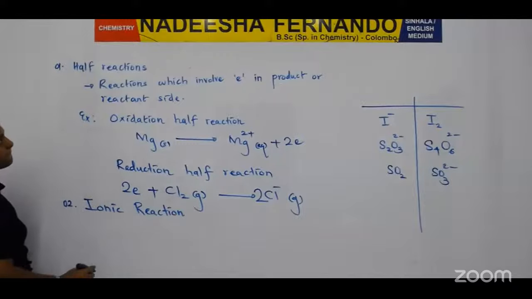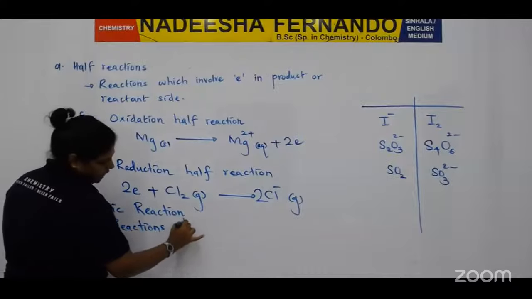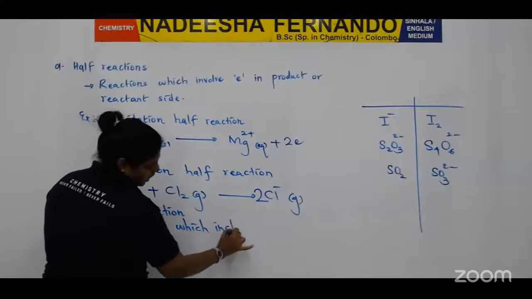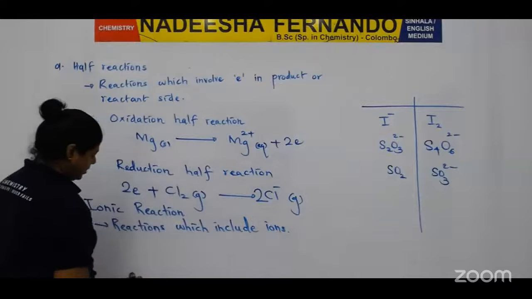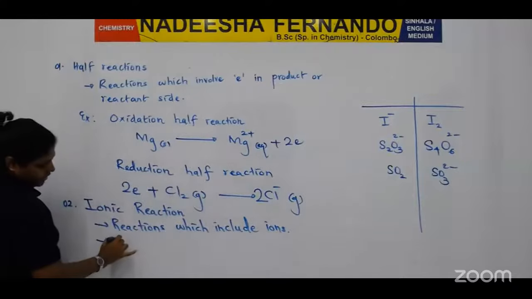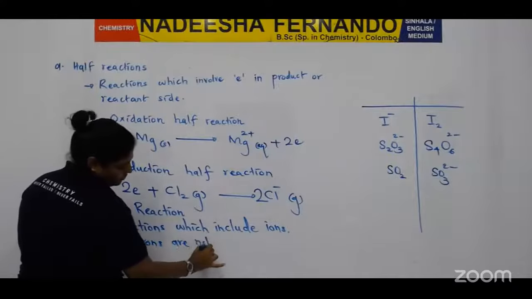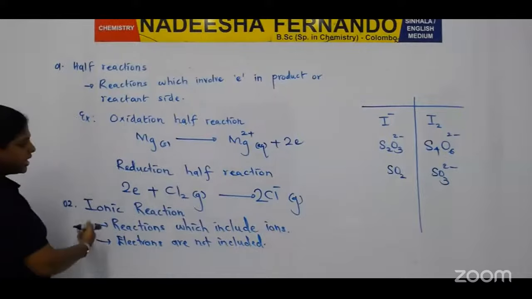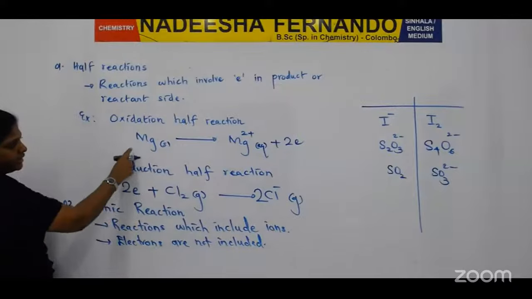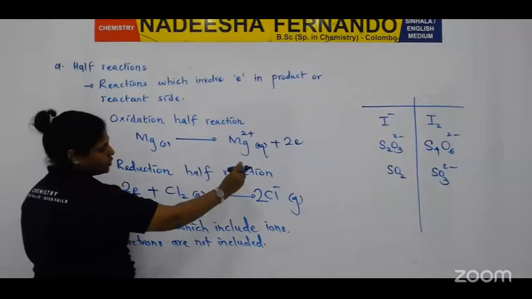The second type we call ionic reaction. Ionic reactions are reactions which include ions. Electrons are not included. In ionic reactions, we have only ions. So when I get the overall reaction, magnesium goes to magnesium 2 plus and Cl2 goes to Cl minus.